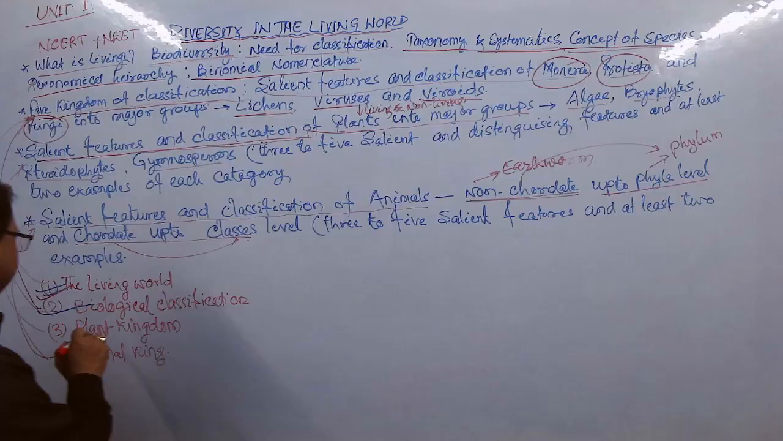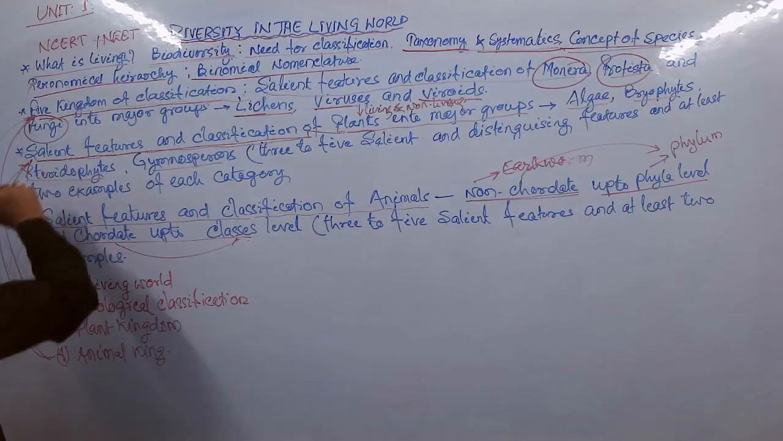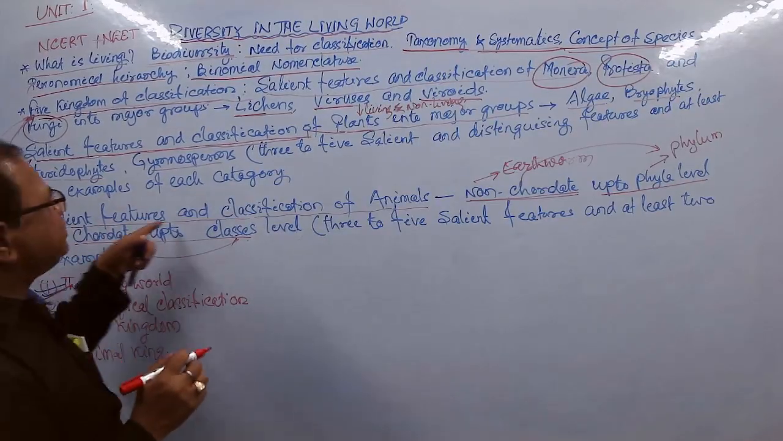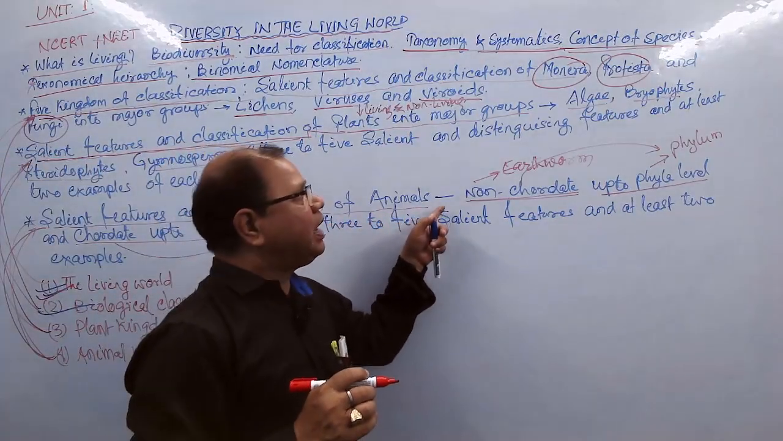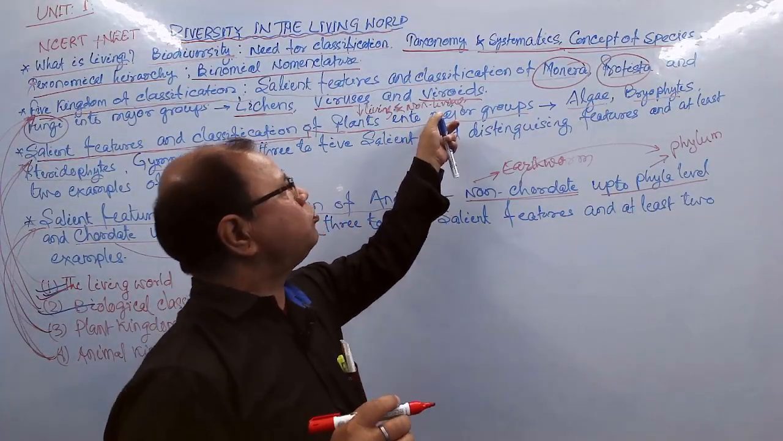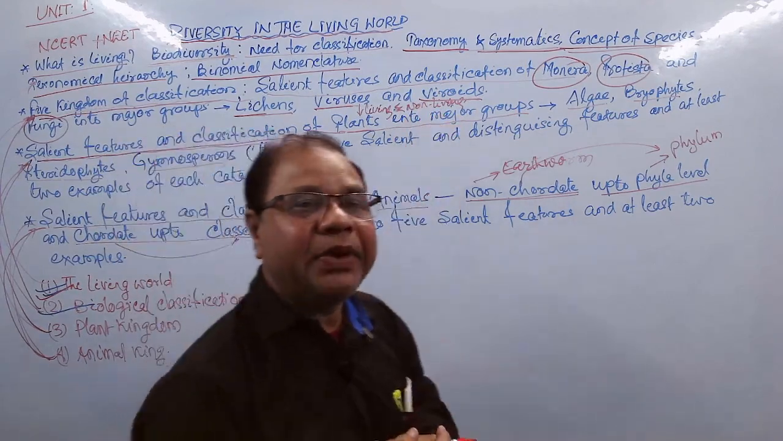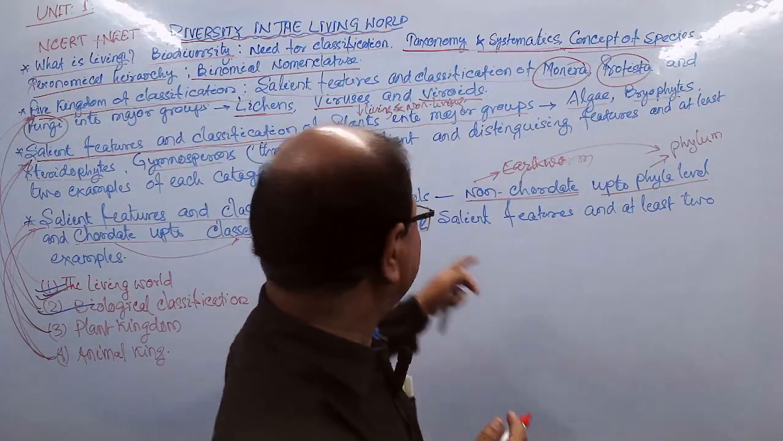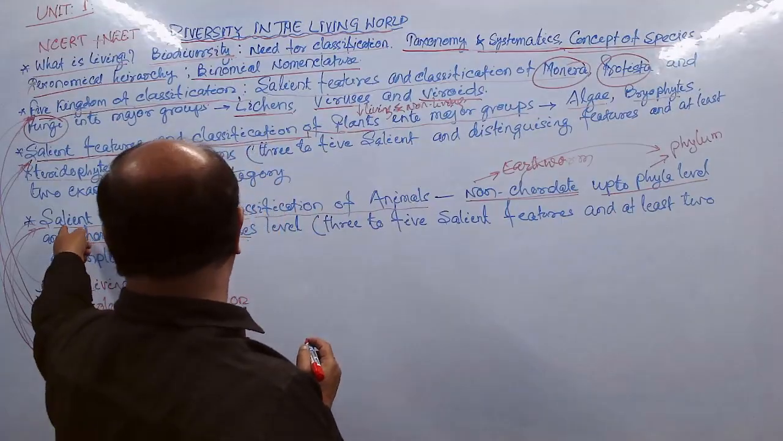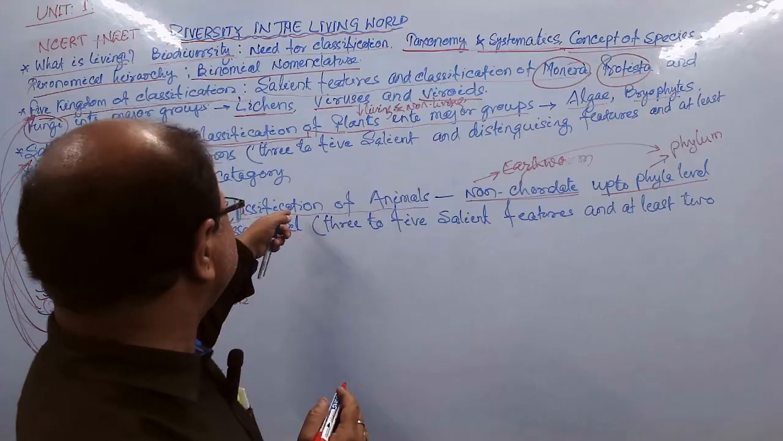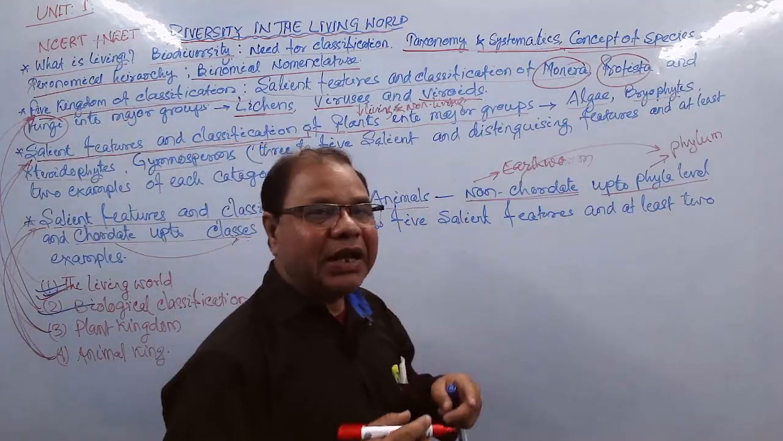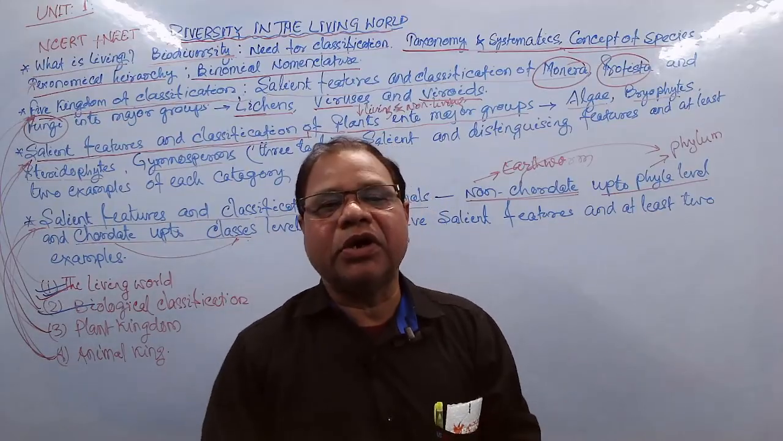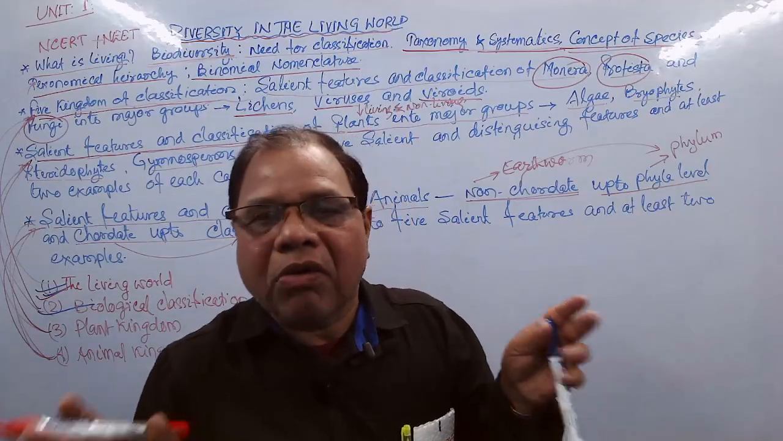Next point here, salient features and classification of animals. Dear students, this is the plant categories and this is the animal categories. In the same systematic position as point third, where we divided 3 different categories of the plant, we have to discuss the salient features and classification of animals. Animals are 2 types, chordates and non-chordates. We can say in other words, vertebrate and non-vertebrate.